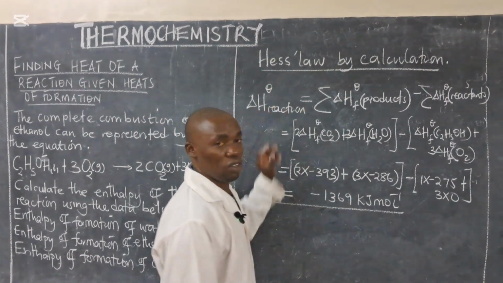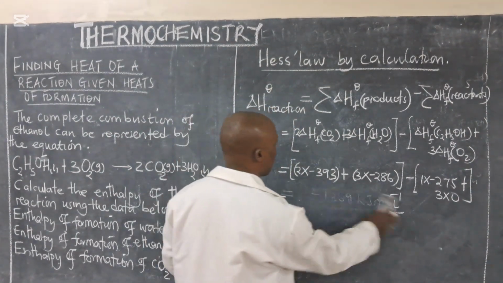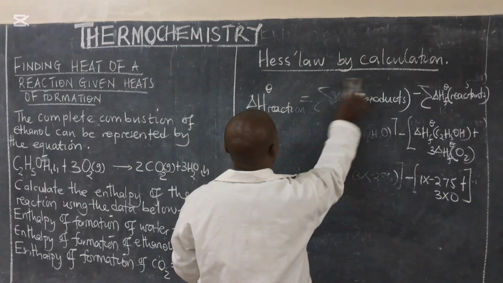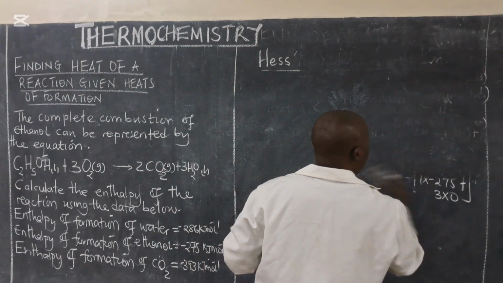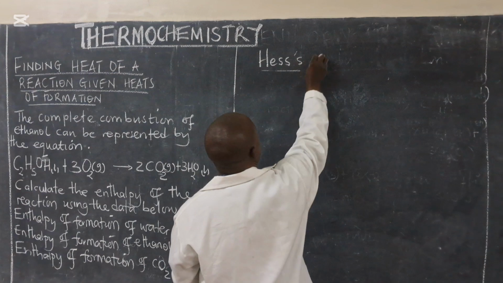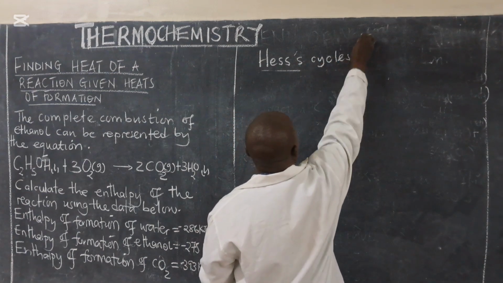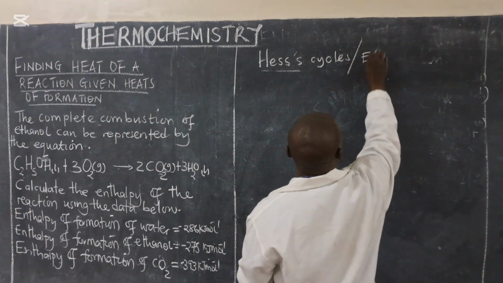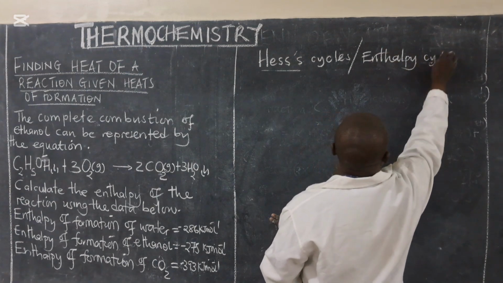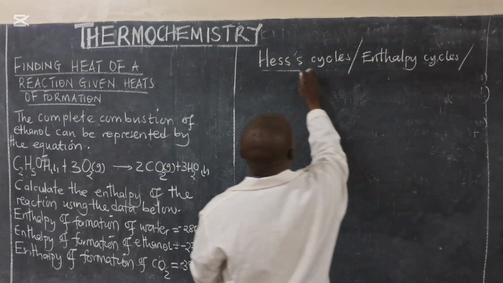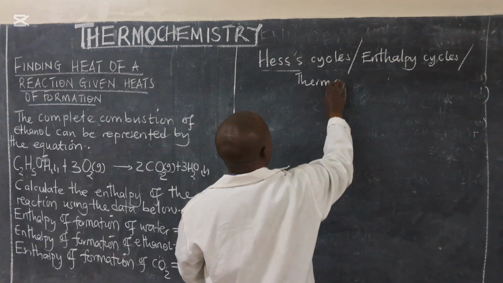Let's look at method 2, Hess's cycles as a method. So how do we use Hess's cycles? Hess's cycles are also called enthalpy cycles, or we call them thermochemical cycles.